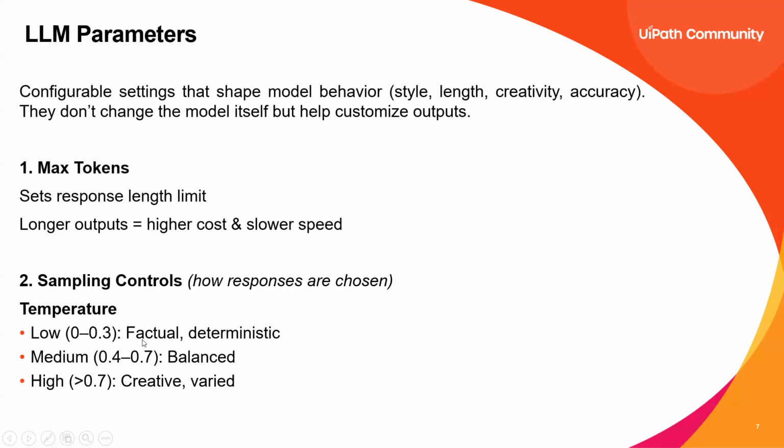If you keep it low, it will be factual and deterministic. If you keep it medium, it will be a balance of deterministic and creative. And if you keep it high, it might hallucinate a little. It will be creative, it may create its own results and derive on its own, so it may not be what you expect. So it's better to keep it medium so that it will be balanced.